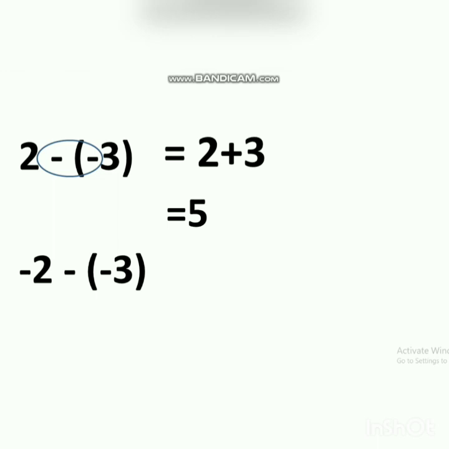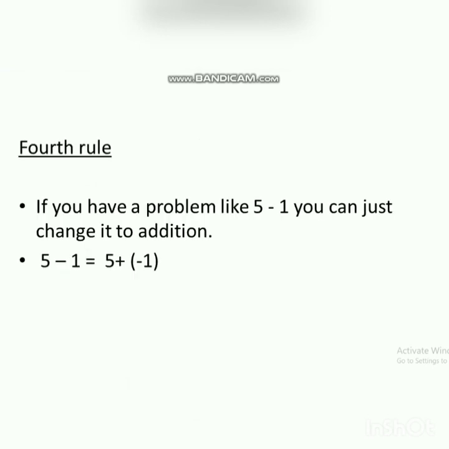If the question is like this, -2 minus -3, that means here two negatives come together, so we can make them positive. So the same question we can rewrite as -2 plus 3. Here we have two numbers having different signs and we have to add them. While we are adding this, we should subtract them and put the sign of the greatest number. So the difference between 2 and 3 is 1, and the sign of the greatest number, that is 3, is positive. So the answer is positive 1. And the fourth rule is that if you have a problem like this, 5 minus 1, you can just change it into addition.